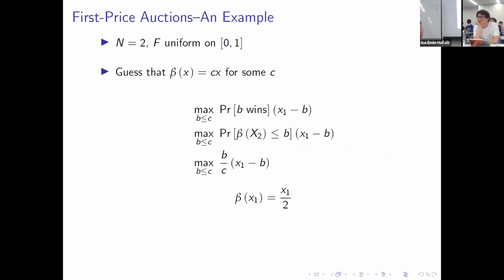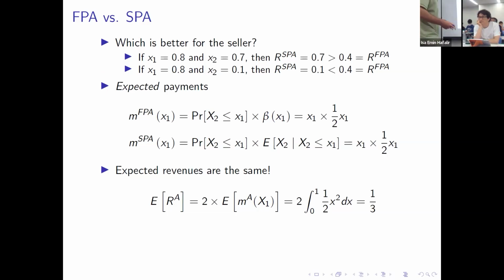Sorry, here the equilibrium bid is half of the bid, and this one becomes just X squared over 2. In a second price auction, I win when the other bidder has value smaller than my value, which is X1, and I pay the expectation of my opponent's value, given that my opponent has value smaller than me, which is going to be uniform between 0 and X1, therefore it's going to be also X1 over 2. And you can see they both are generating the same interim expected payment, X squared divided by 2.